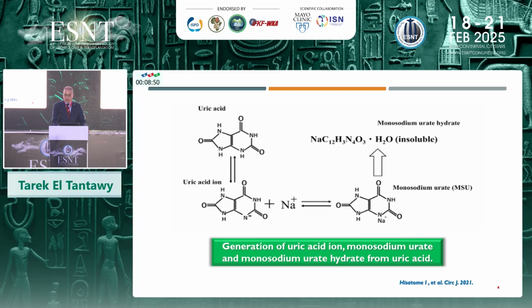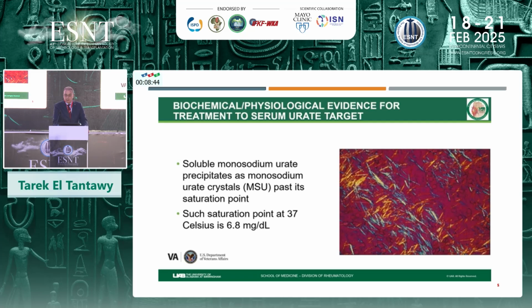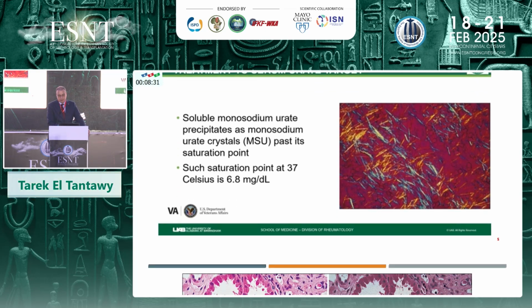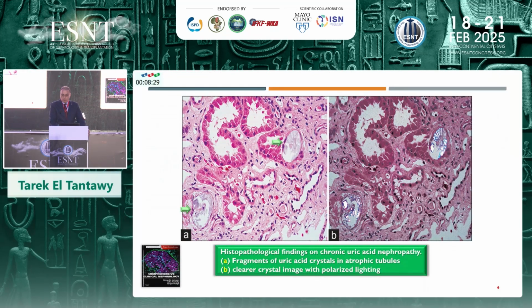Generation of urate ions and monosodium urate, and monosodium urate hydrates from uric acid appears, and this is the crystal, needle-shaped, soluble monosodium urate that precipitates as monosodium urate crystals past its saturation point. Such saturation point at 37 Celsius is 6.8.